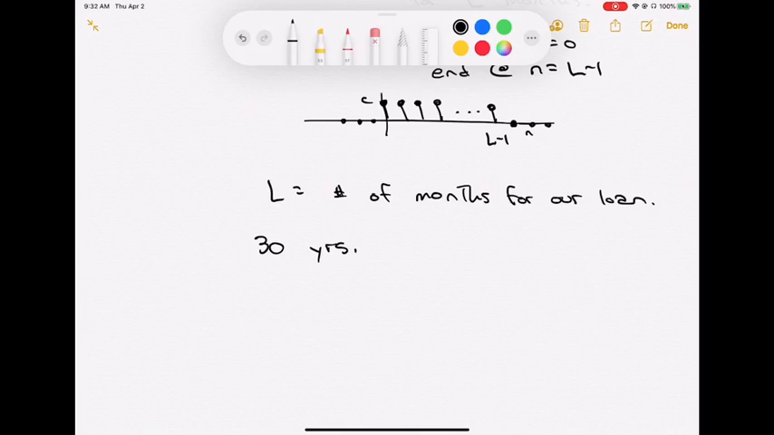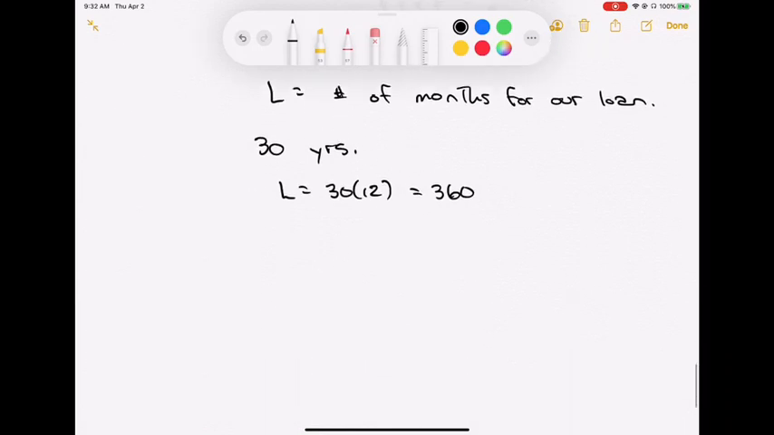So L is going to be, because L is the number of compounding periods here, which are months, we're going to get 30 times 12. If I go ahead and carry that calculation out, we know that there's going to be quite a few payments in this particular case. There's going to be 360 different payments. So they're going to be paying this loan for a total of 30 years, once a month, right? 30 years, 360 total payments.